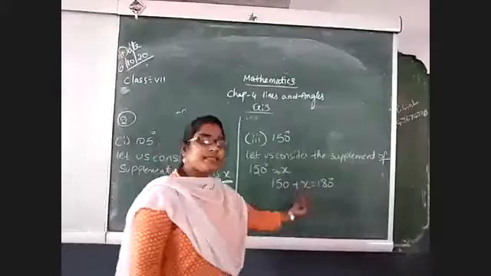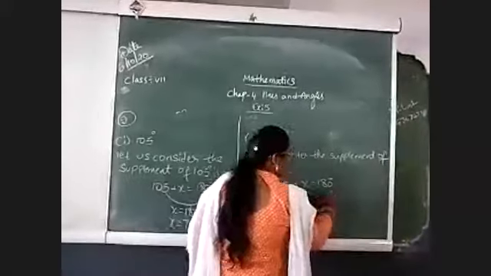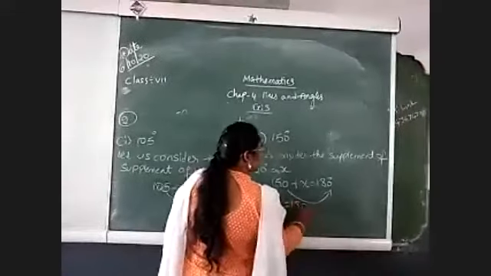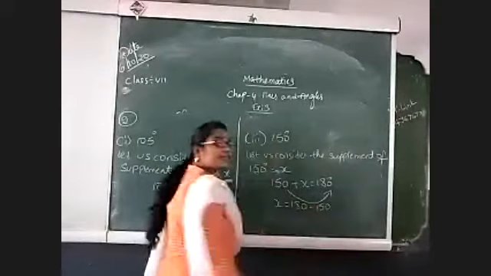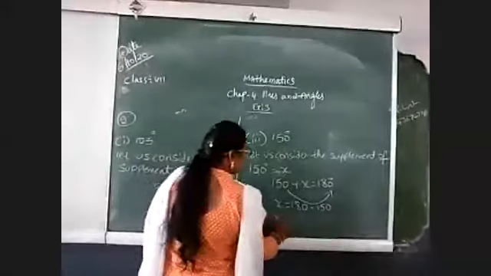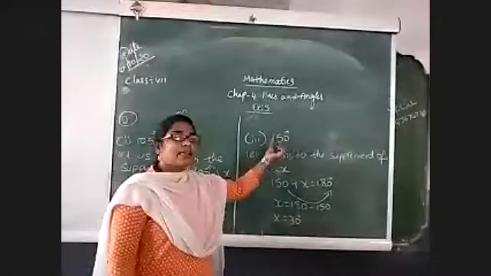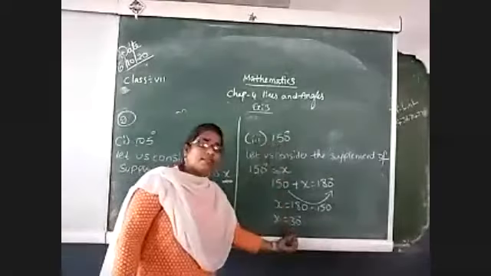150 plus x equal to 180 degrees. When we transpose 150 to this side, what will happen? Minus. So x equals 180 minus 150. What is the result here? x equals 30 degrees. Clear. That means the supplement of 150 is 30.